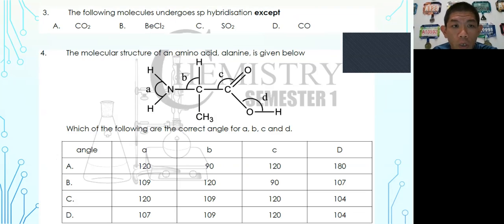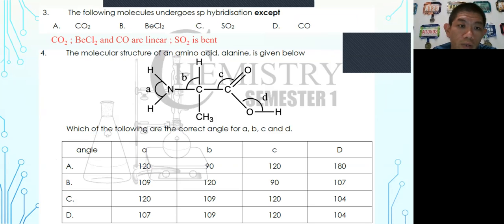We continue with number 3. The following molecules undergo sp hybridization, except. So you have to deduce what hybridization is undergone by each of these molecules. I will just straight away show you the answer. CO2 is sp, BCl2 is sp, SO2 is bent shape. If it is bent, this is how SO2 looks like. So you have a lone pair of electrons here. So this is not sp hybridization, this is sp2 hybridization.